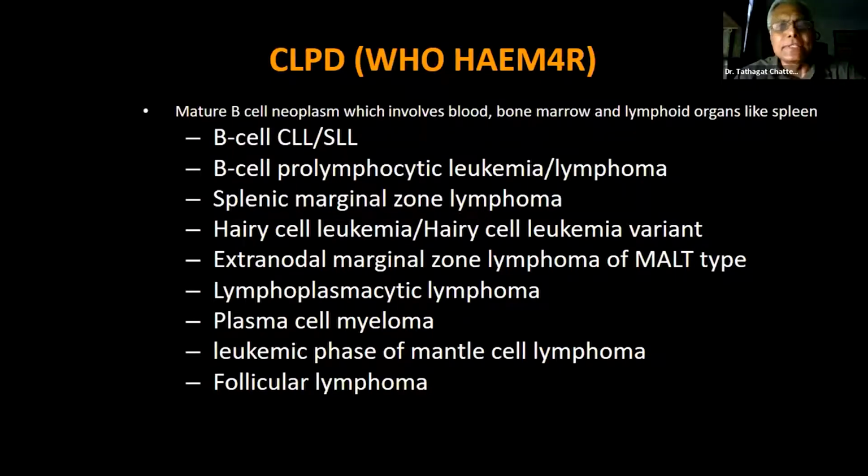And we had a lot of entities like the B cell CLL and the SLL, the B cell PLL lymphoma, the SMZL or the splenic marginal zone lymphoma, hairy cell leukemia and its variant, extranodal marginal zone lymphoma of MALT, the lymphoplasmacytic lymphoma, plasma cell myeloma, the leukemic phase of mantle cell lymphoma, and follicular lymphoma. These were some of the BCLPDs which were implemented in that classification.